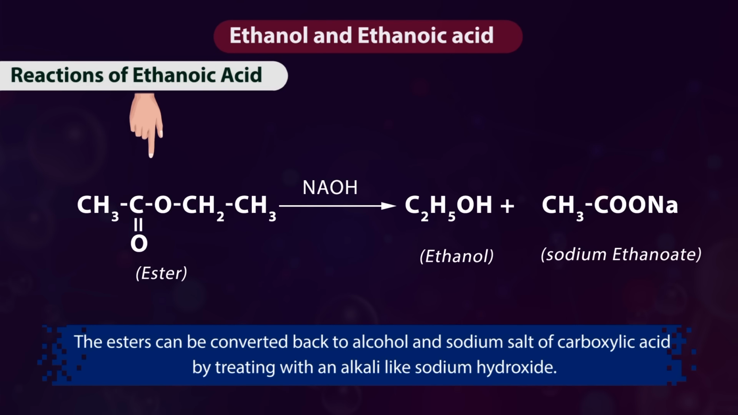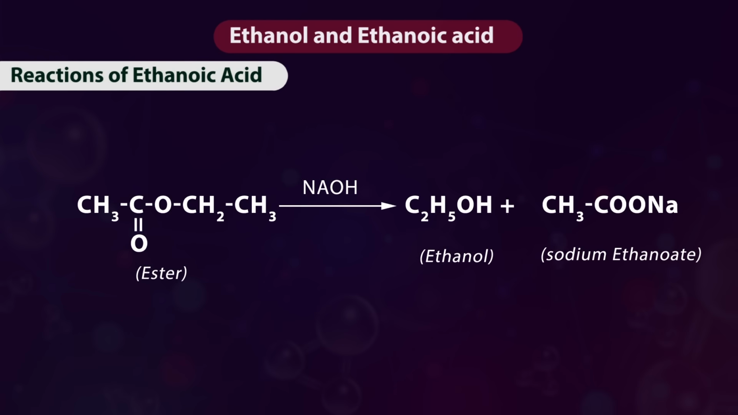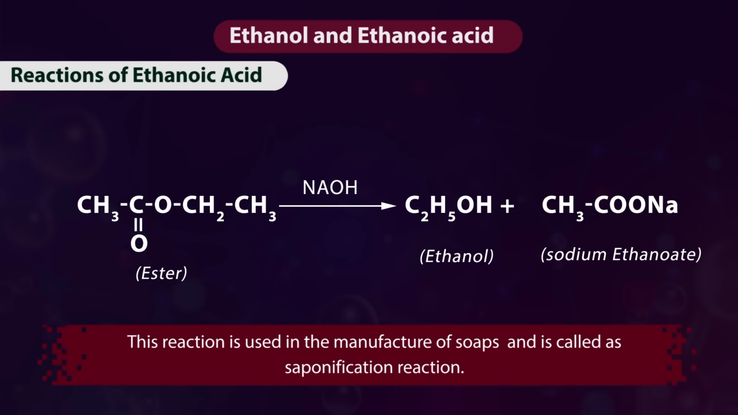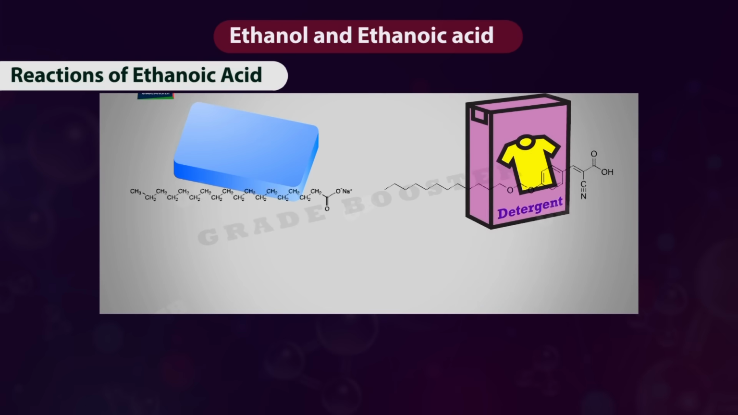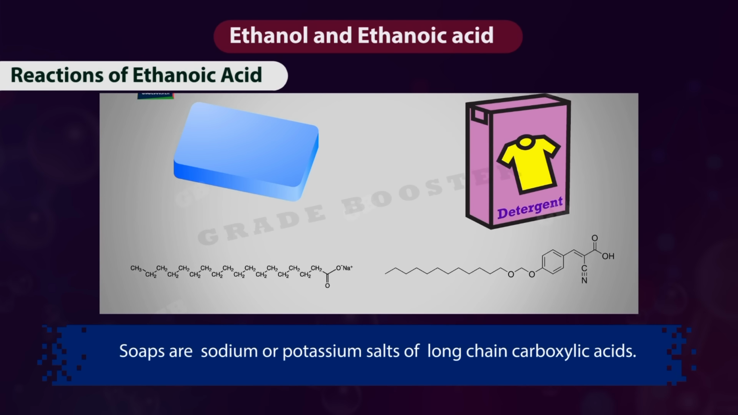The esters can be converted back to alcohol and sodium salt of carboxylic acid by treating with an alkali like sodium hydroxide. This reaction is used in the manufacture of soaps and is called saponification reaction. Soaps are sodium or potassium salts of long-chain carboxylic acids.